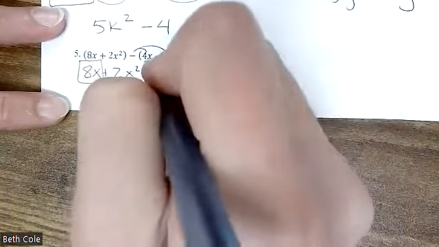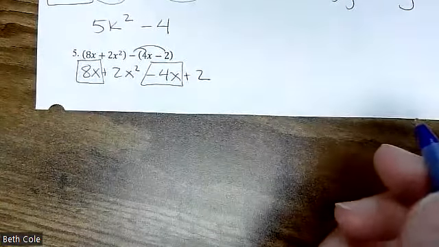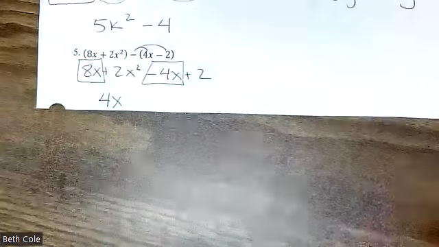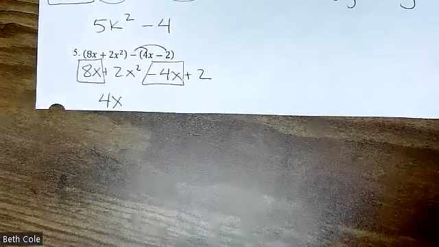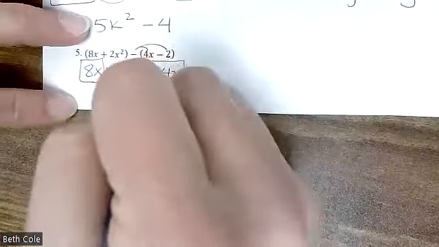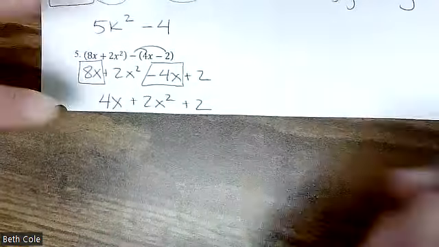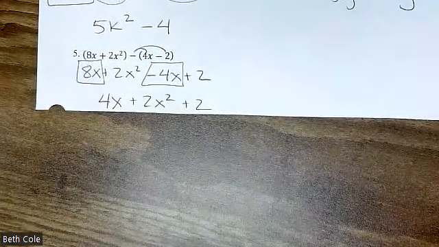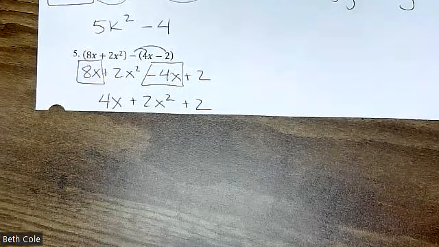What's going to go with the 8x? Or minus 4x. So 8 minus 4, 4. So 4x. And then what? Plus 2 squared plus 2. Yeah, those just stay because they're not like terms, so you can't do anything with them. So just write them out.